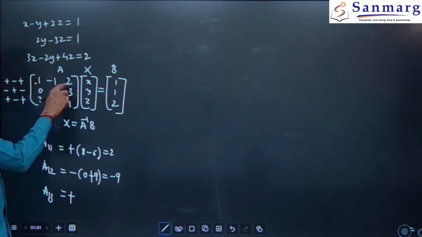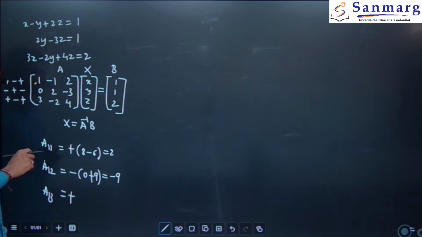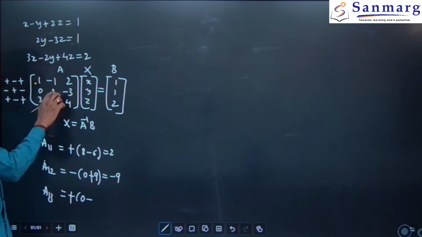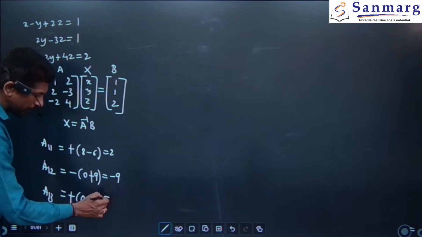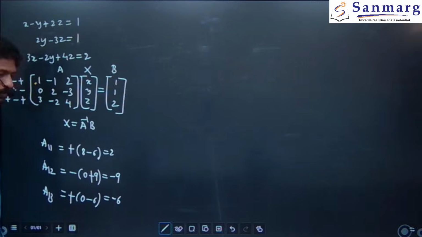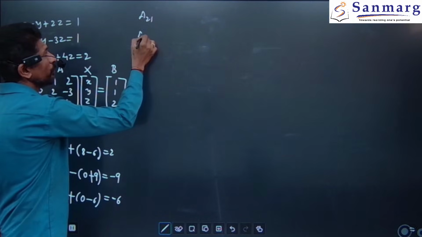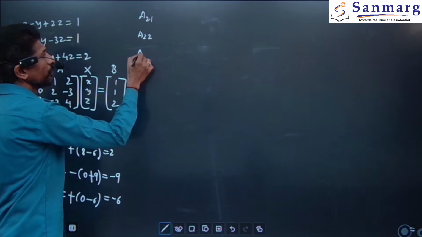Next A13. Now the first row third column element you have to find out, means you have to eliminate the first row and third column. 0 into minus 2 is 0, minus 6, so the answer is minus 6 itself. So we have found the first row cofactors. With the same concept you have to find out A21, A22, A23.